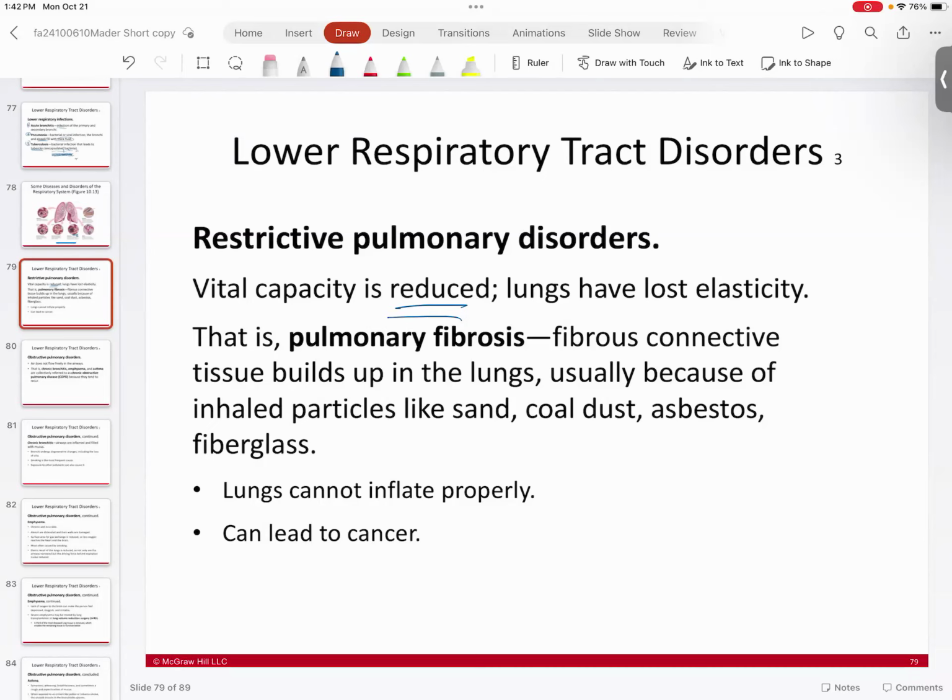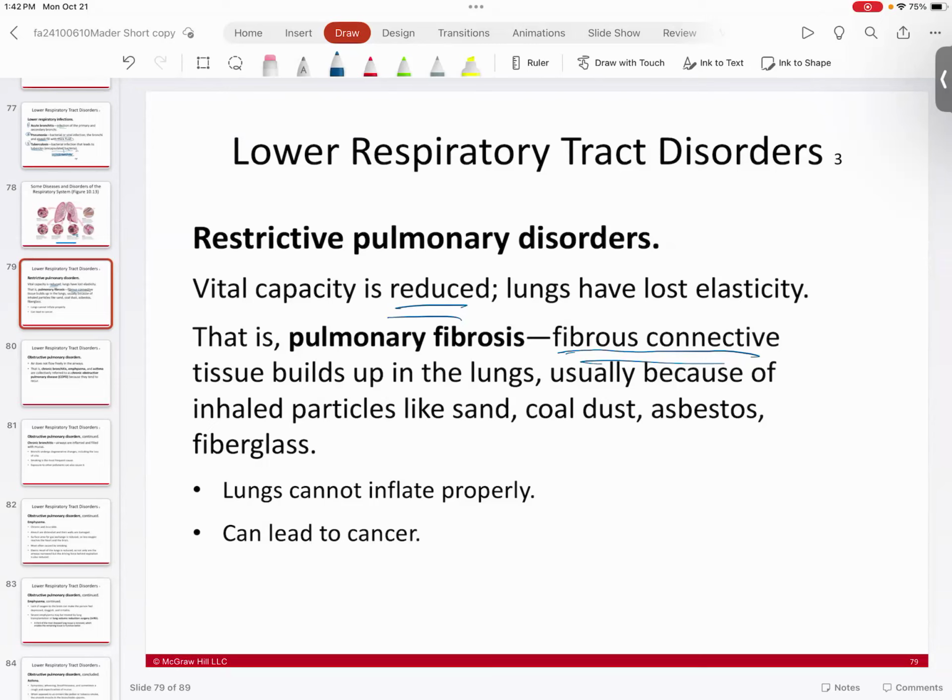Now, if you have a restriction or a restricted pulmonary area, like for instance with fibrous connective tissue, this is where your pulmonary fibrosis comes in. If you have fibrous connective tissue built up, then you're reducing the amount of your inhale. If you're not able to inflate those alveoli because they've been compromised due to this fibrous connective tissue buildup in your lungs, it's typically scar tissue, right?